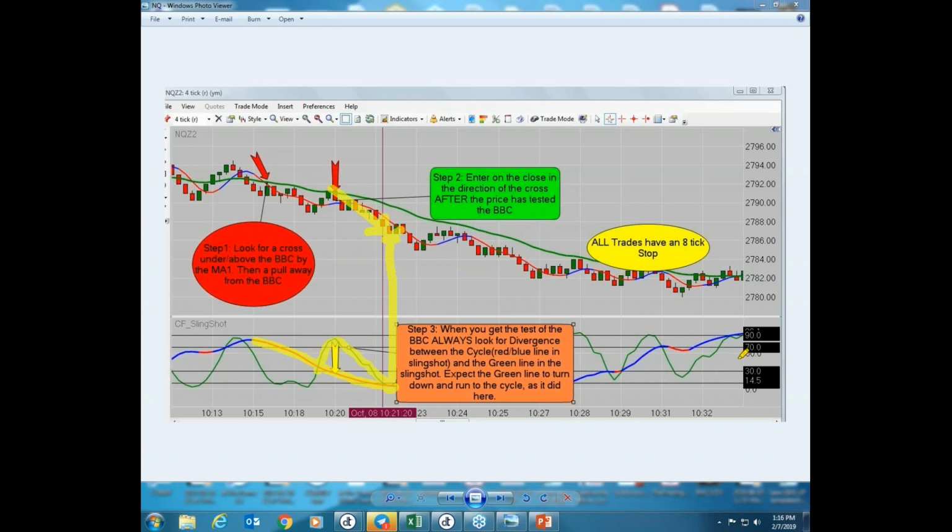And as I said earlier, the trade setup's down here in the slingshot. Because what we expect to happen is the green line to do what? Pull away, pull away, pull away until the cycle turns blue, and we get a bullish cross, and the green line is underneath.